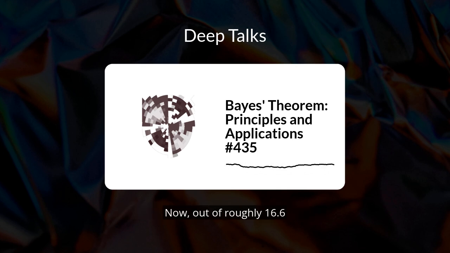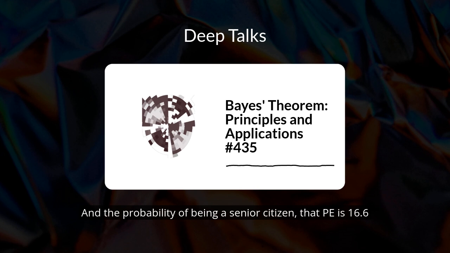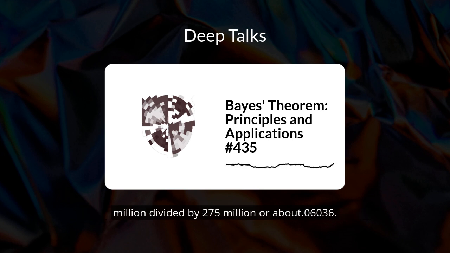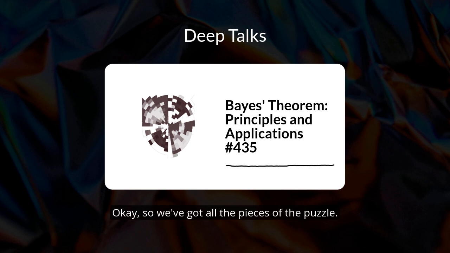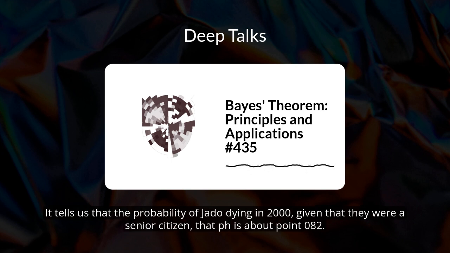Yeah. Now, out of roughly 16.6 million senior citizens in 2000, about 1.36 million died. So the probability of being a senior citizen and dying in that year, which we can write as P(H and E), is about 0.00495. And the probability of being a senior citizen, that P(E), is 16.6 million divided by 275 million, or about 0.06036. Okay, so we've got all the pieces of the puzzle. So what does Bayes' theorem tell us when we put all these numbers in? It tells us that the probability of J. Doe dying in 2000, given that they were a senior citizen, that P(H|E), is about 0.082.